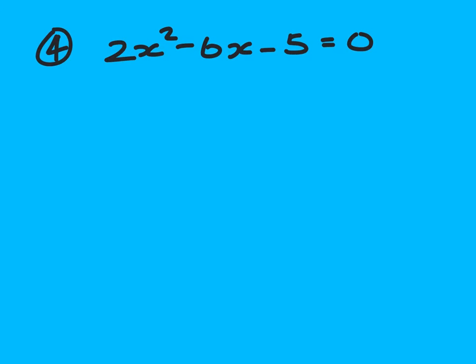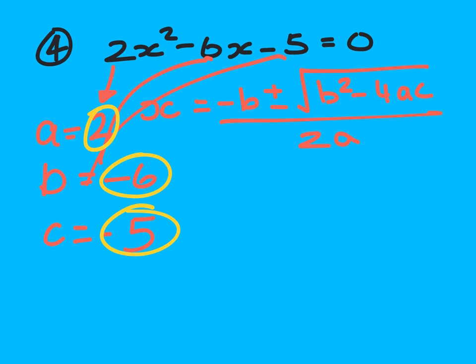Question says solve to 1 decimal place. So that means we're going to have to use the formula x equals negative b plus or minus the square root of b squared minus 4ac, divided by 2a. So from the question, identify your a, which is 2, your b, which is negative 6, and your c, which is negative 5. So it's just a case of plugging in 2, negative 6 and negative 5 into that formula. Careful with the signs.